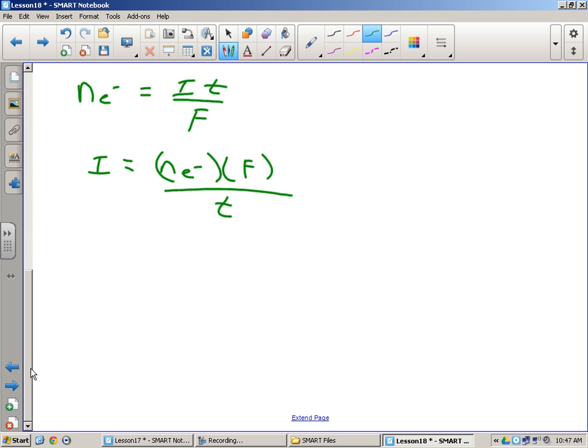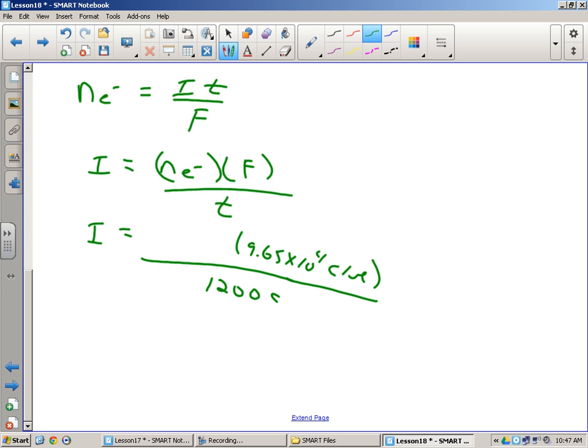And of course, in order to do this, I need to know the amount of electrons. I need to know F, which I do know already, by the way, so I might as well write that in there: 9.65 times 10 to the 4 coulombs per mole. The time was 20 minutes. We need to put that into seconds, of course, so I would multiply by 60, so it would be 1,200 seconds.